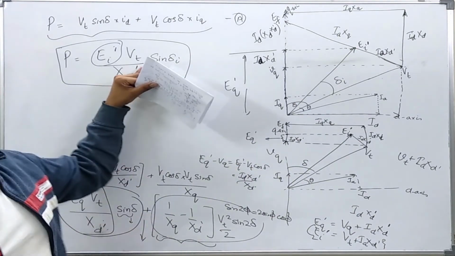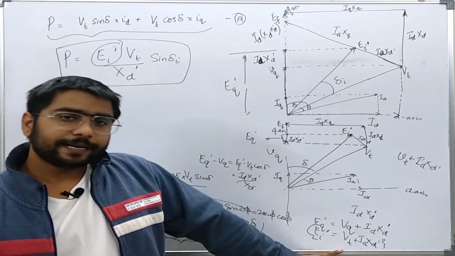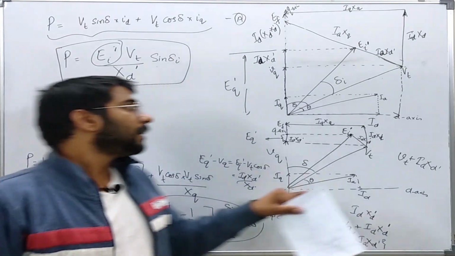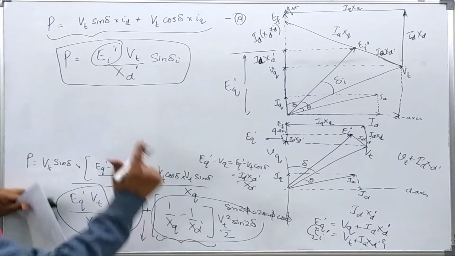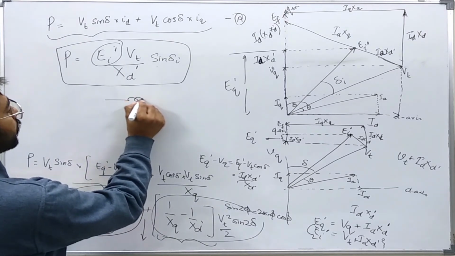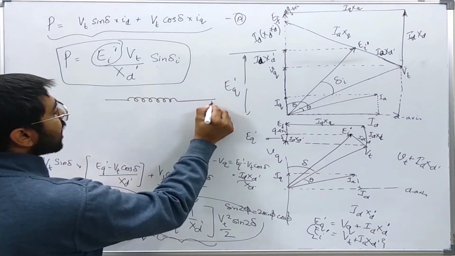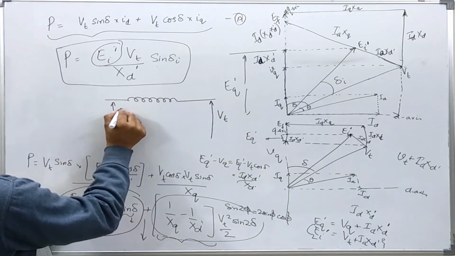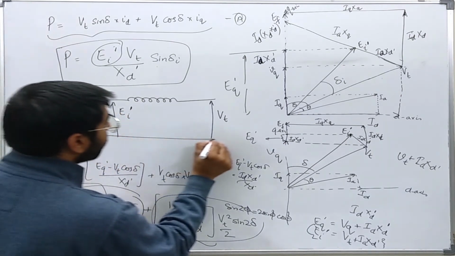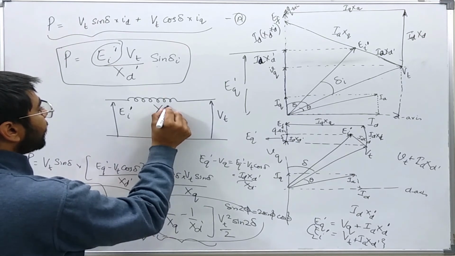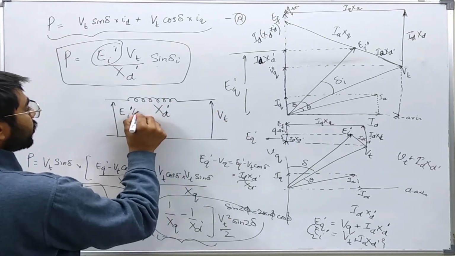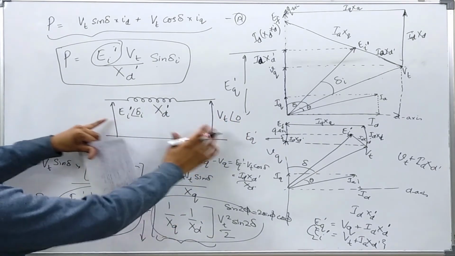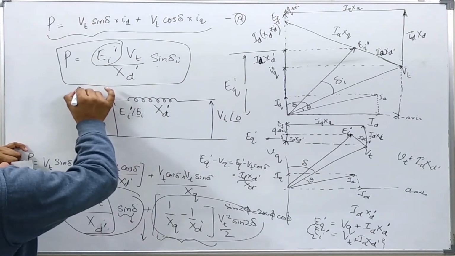Now this is again a hint. The first hint was here, and the previous hint was clearly that we cannot use EF during the fault. So this is giving me a hint that this is the power in a network which is having terminal voltage VT and EI prime and a reactance XD dash. If it is angle delta I, then this is angle 0. So for this network, this is the equation for the real power.